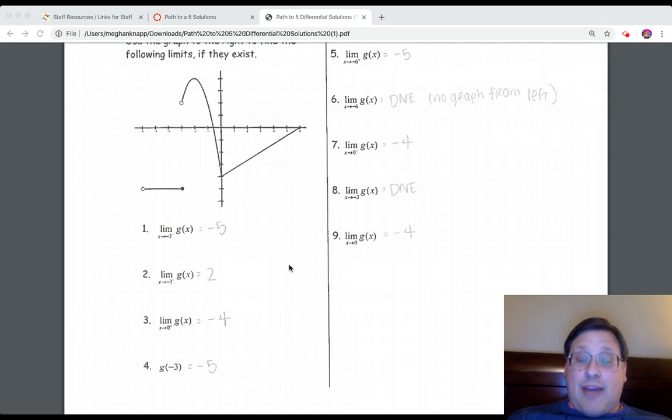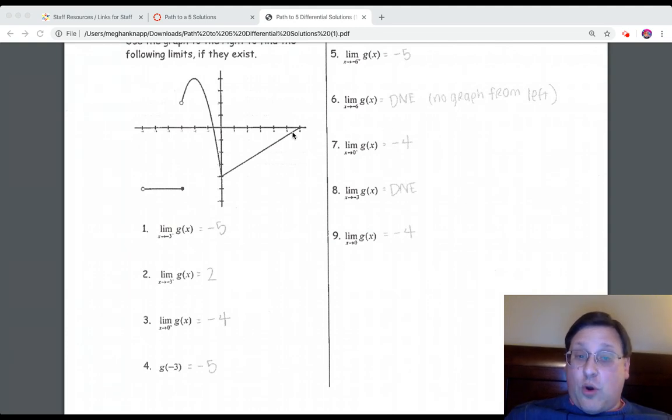Similarly, actually a little bit differently, if I approach 0, you kind of see us coming in. We have that sharp corner. That's a problem for derivatives. That's not a problem for limits. So you see in number 3, we get -4 from the left. In 7, we get -4 coming from the right. In number 9, the limit overall is -4. There's no problems at all.